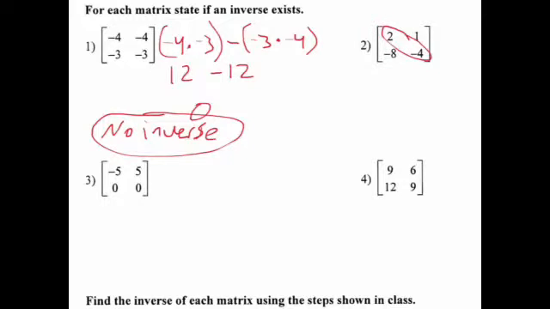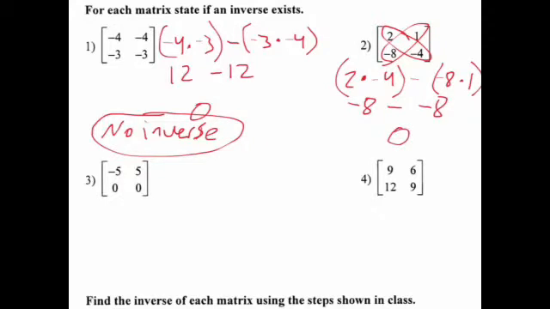And moving on to 2, multiply, multiply, and then subtract. So you got 2 times negative 4 minus negative 8 times 1. 2 times negative 4 is negative 8. Negative 8 times 1 is negative 8. Negative 8 minus negative 8 is 0, because subtracting a negative is the same thing as adding a positive. So number 2 has no inverse.